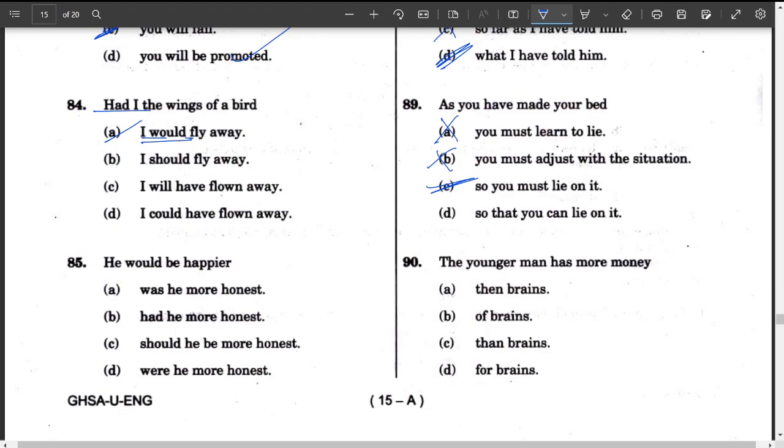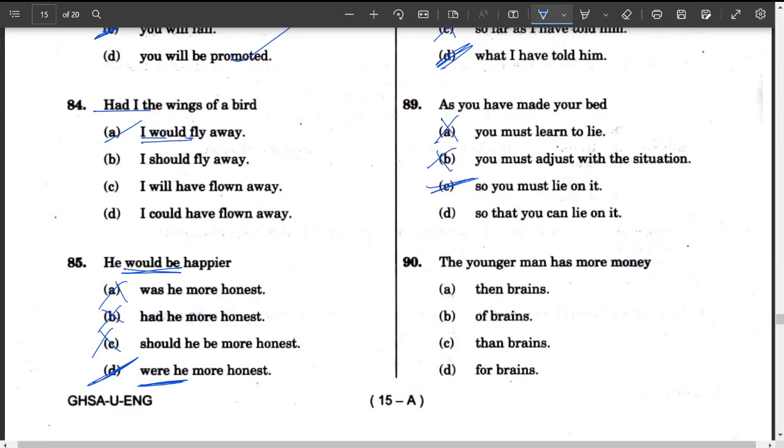Next, he would be happier. Was he more honest? He would be happier. That means an imaginary case. Was cannot be used. Had no, should no, were can be used. Were he more honest? In the imaginary cases, were and would. Be careful with this combination.